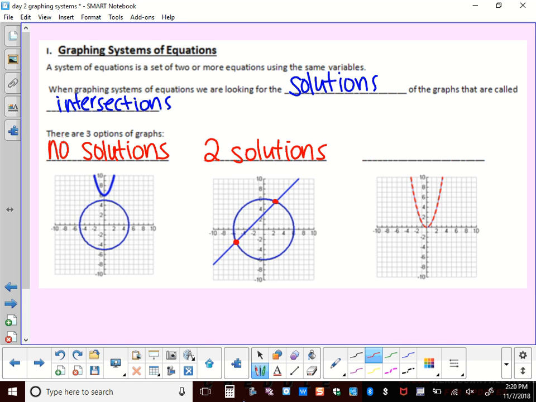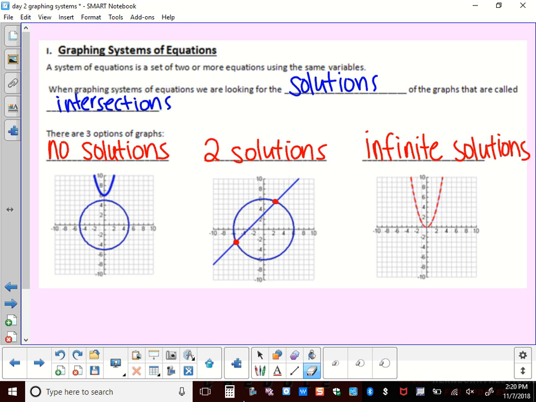Like a meeting point. And then we have infinite solutions. For infinite solutions, that means that both of my graphs lie right on top of each other. So there's multiple, all these numbers will be solutions, even the decimals. It's literally a million plus infinity and beyond, okay? A million answers. So everything is there.